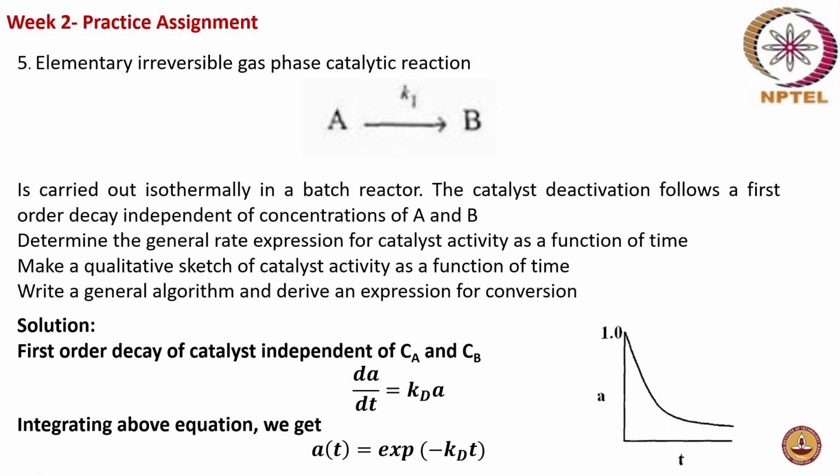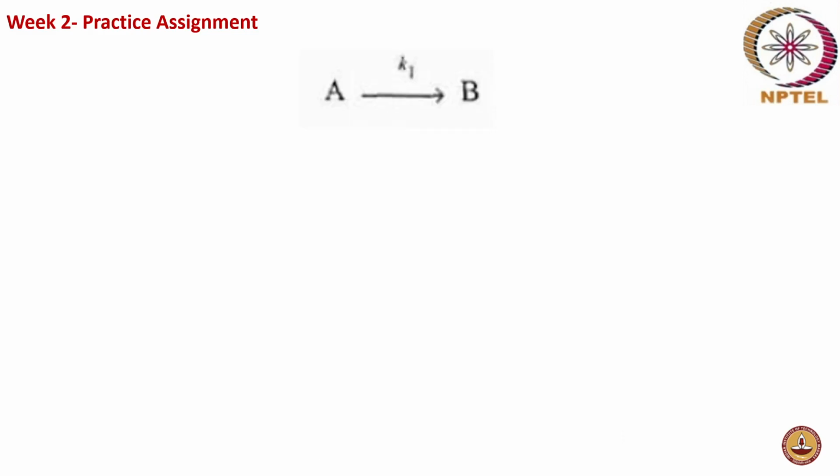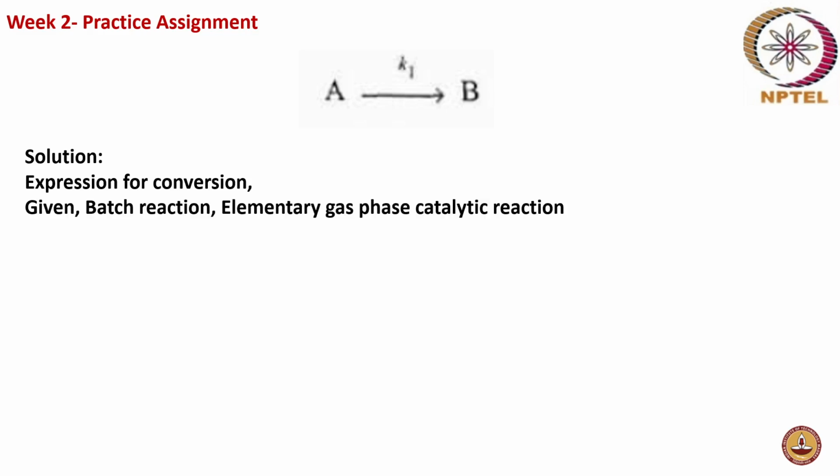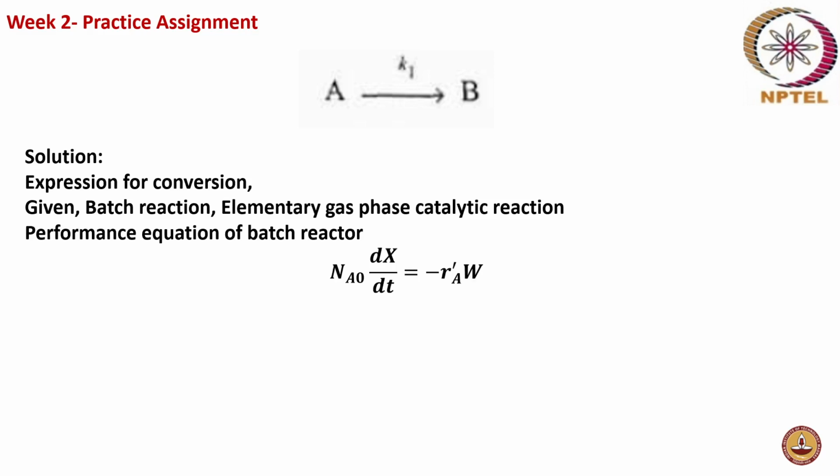Now we have to write a general algorithm and derive the expression for conversion in the case of an isothermal batch reactor. They've given a batch reactor, right? So you have to write the performance equation of a batch reactor, in which a catalytic reaction is taking place. So your batch reactor performance equation is Na naught dx by dt is equal to minus Ra prime into W, where W is the weight of the catalyst.